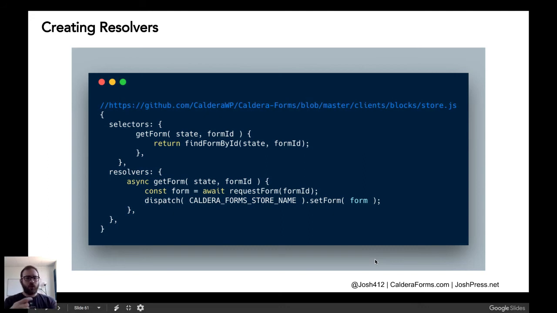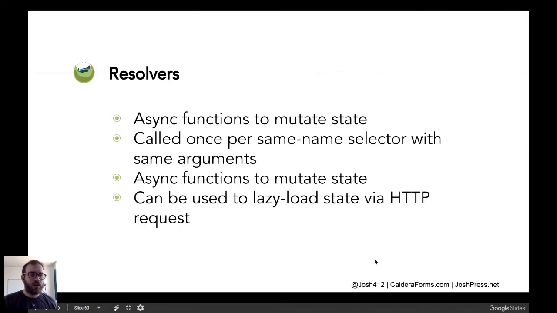So if I pass form ID CF1234 to getForm, the first time it's going to call this resolver, which is calling an asynchronous function from our API client, and then dispatching this set form action. Then the next time I call it, it uses the selector getForm. But if I call it with a different value for form ID, then it calls the resolver. If I call it with the same one, it calls the selector again. Cool? So this is a great way, as I said here, to lazy load state, right?